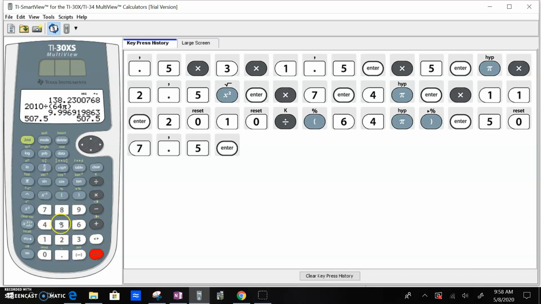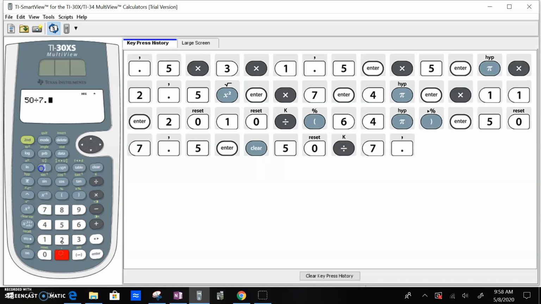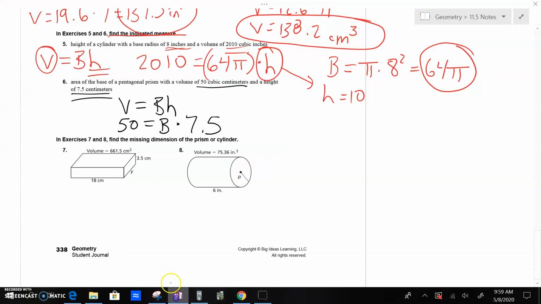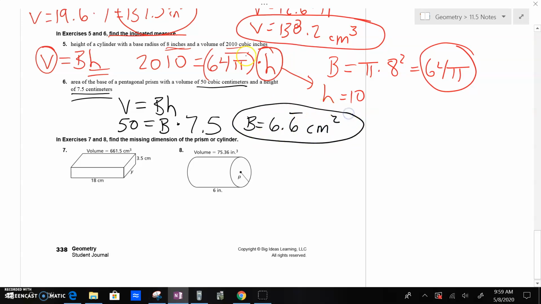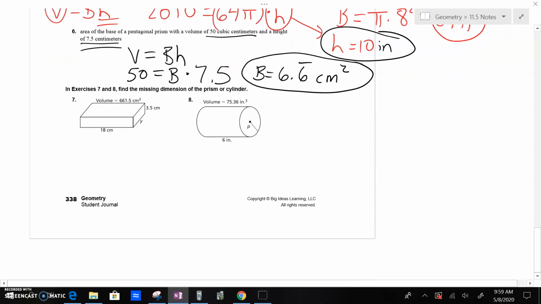Oh, that didn't work out. So let's try that again. We'll clear everything out. 50 divided by 7.5, and hit enter. And 6.6 repeating, or 6 2/3. So our base area would be 6.6 repeating. In this case, it'd be centimeters. And since it's a base area, it'd be centimeters squared. And I should have done that here too. The height would have been inches when I got that answer. Similar deal. It's the exact same thing we're finding down here.